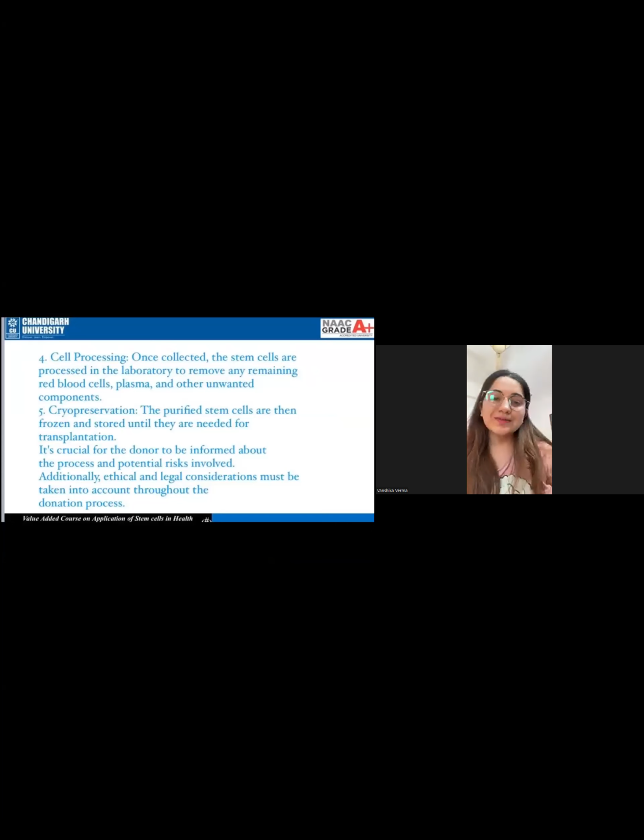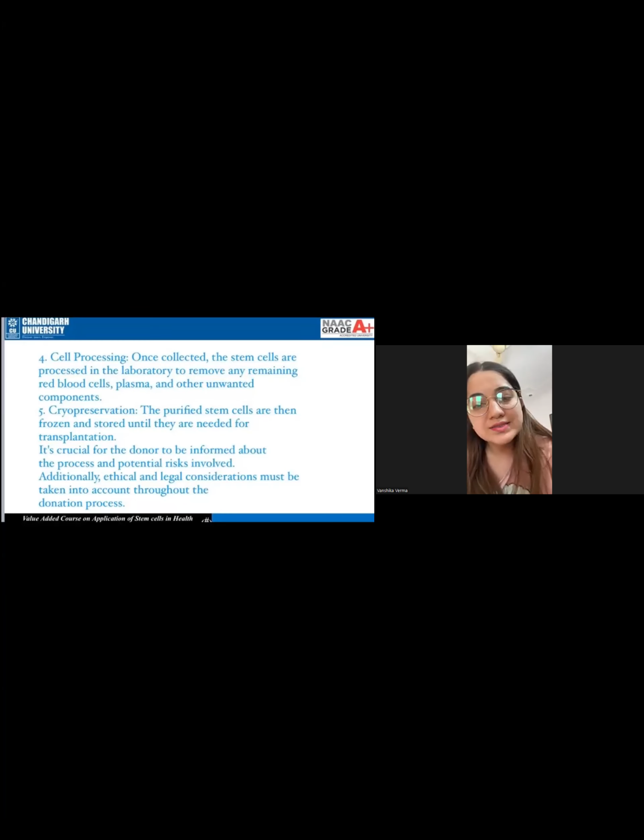Now, if I talk about cell processing, how it is being processed. Once it is collected, the stem cells are processed in the laboratory to remove any remaining red blood cells, plasma, and other unwanted components. So whatever cells we need have to be collected, and the rest of the unwanted components we do not need. Okay, cryopreservation. Now this is the fifth step. How it is being processed.